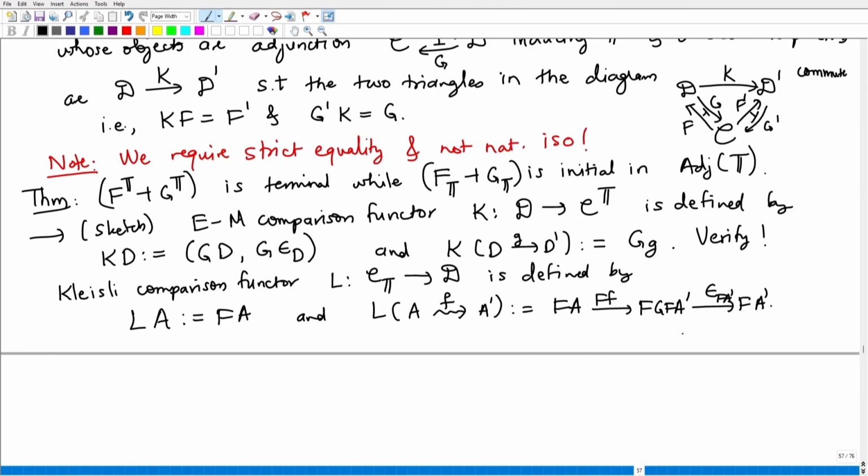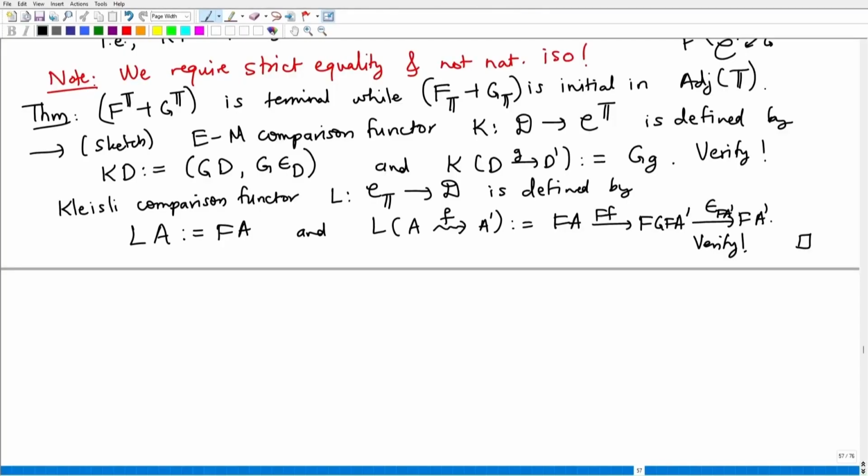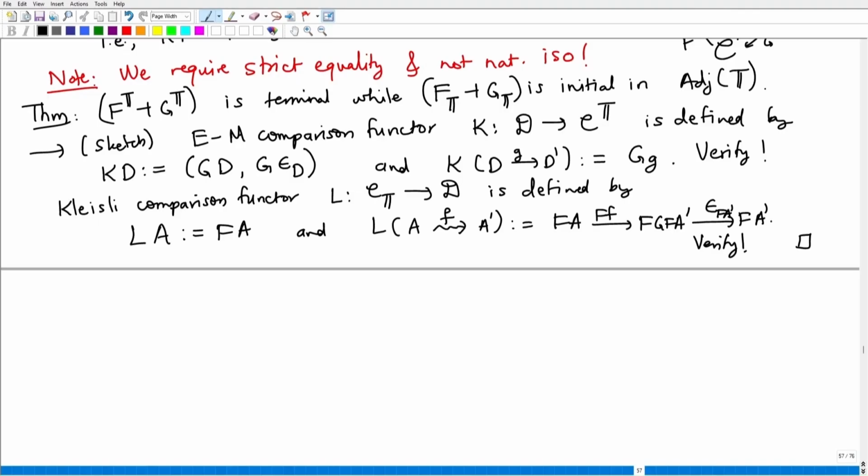Again here verify that this is actually a morphism in the category of adjunctions over T and it is the only one. So Kleisli and Eilenberg-Moore categories have a special position in this category of adjunctions. But as I mentioned, this EM construction is going to gain more importance. But let's talk about some limits and co-limits.